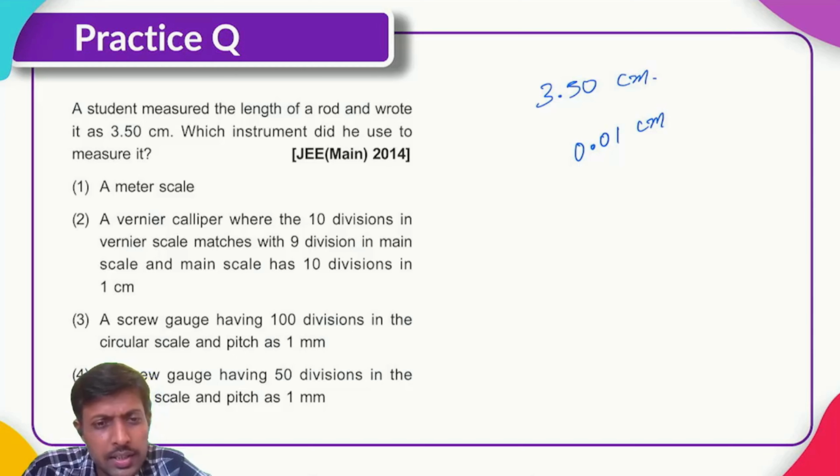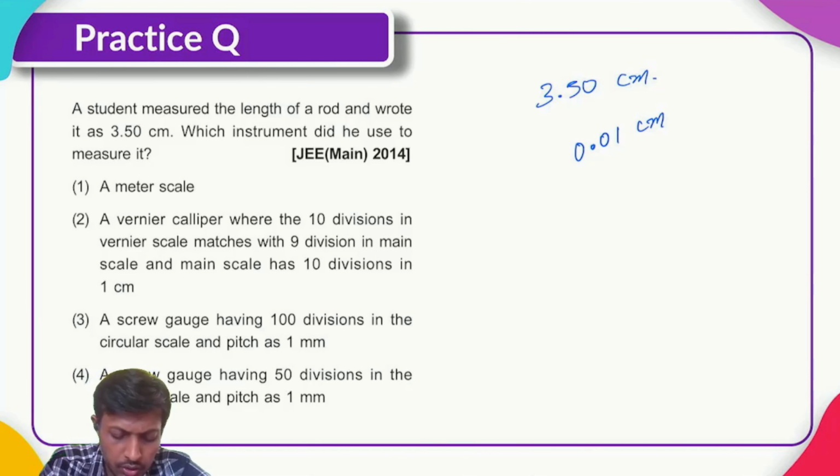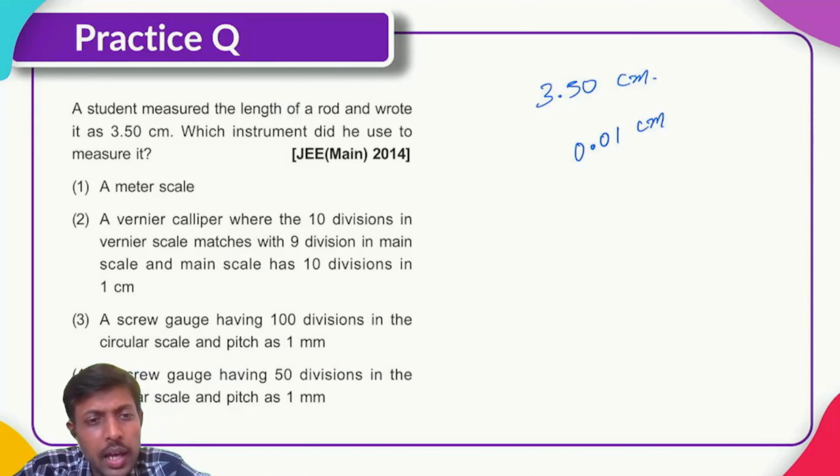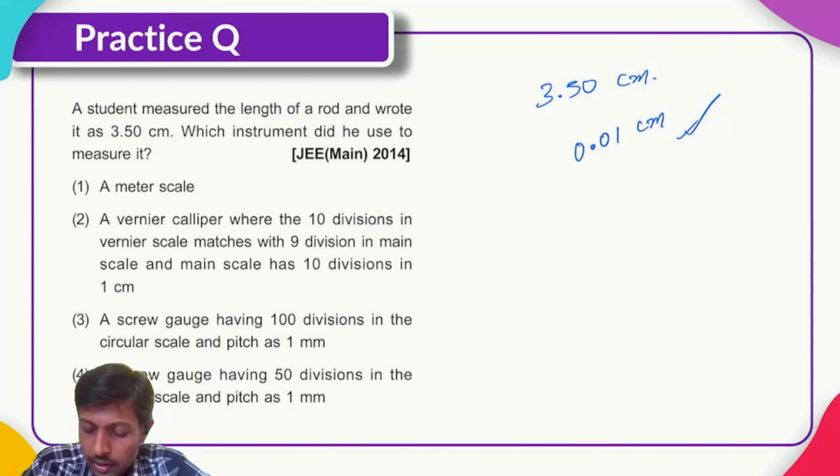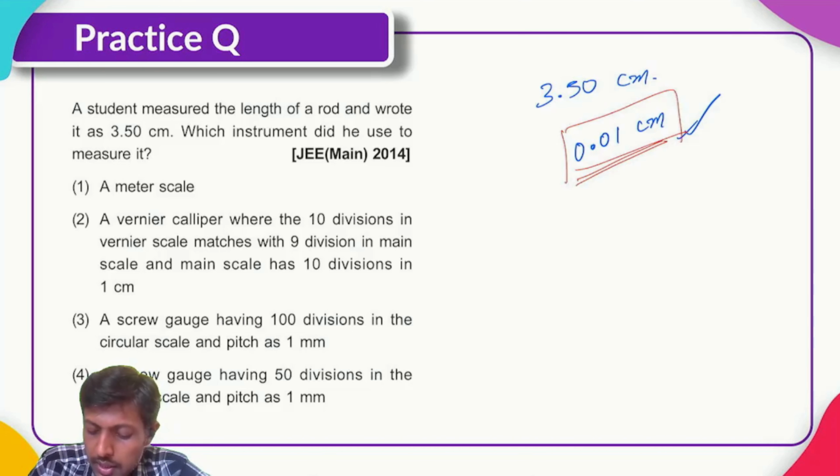Now, if this is the least count, which of these instruments, a meter scale, a vernier caliper, or a screw gauge, given below, have the same least count? If you're able to find that, you will have your answer. So let's check out. If you're comfortable with millimeters, you can do millimeters. So these many centimeters is same as 0.1 millimeters, isn't it?